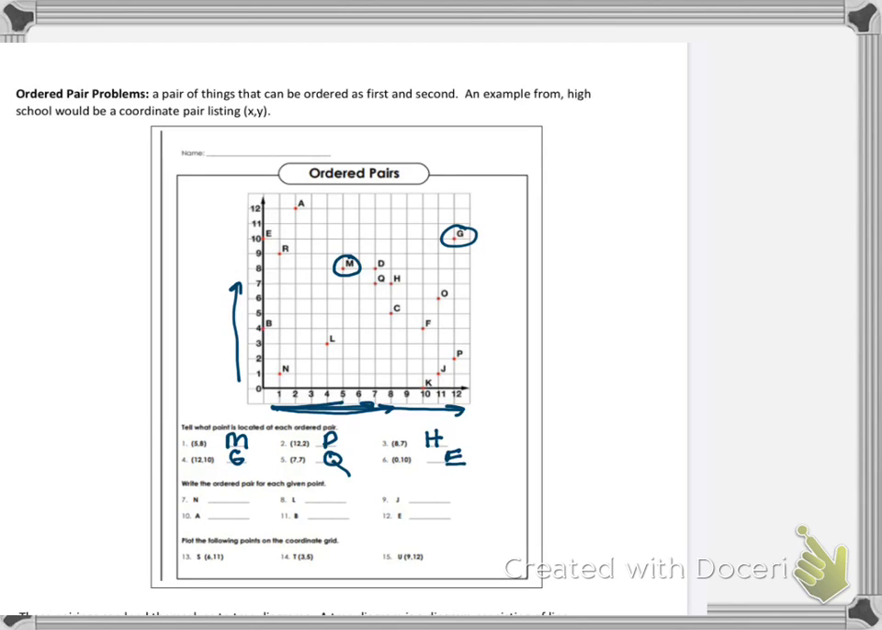So make sure you're comfortable doing that. Ordered pairs go across first. So the order is across. Let me write that a little better.